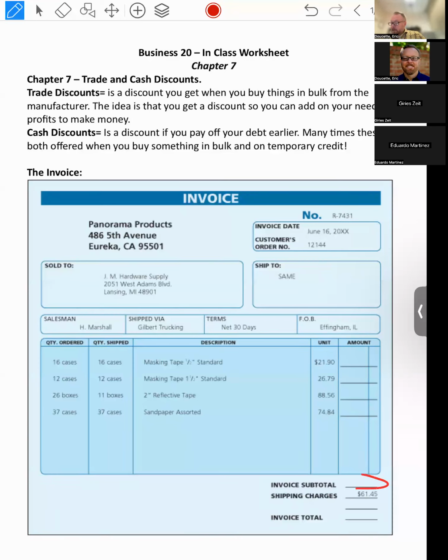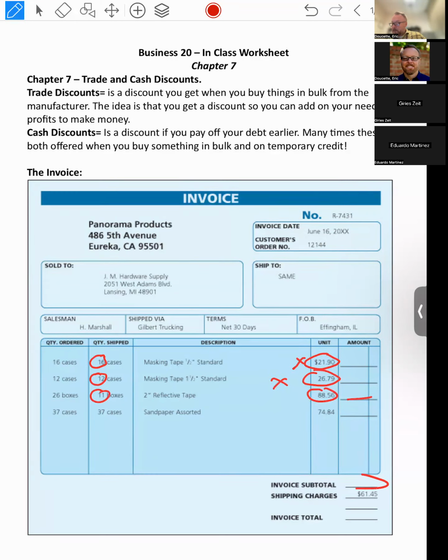So again, you're going to multiply this number by how many cases? So 21.90 by 16, 26.79 by 12, 88.56 by 11, and then you'd write the answers in here as you did. And then you would add all these up, and that would give you your total here, right?